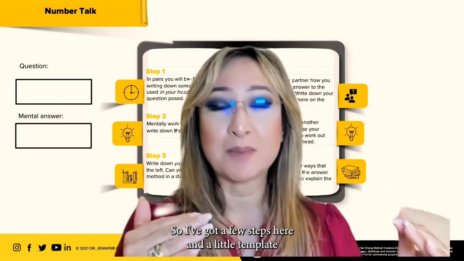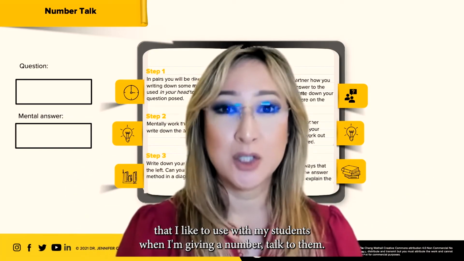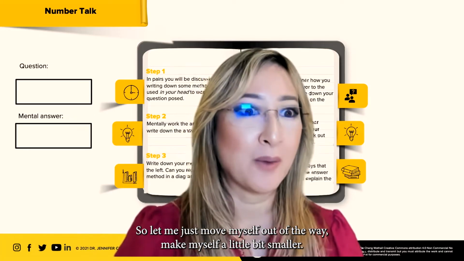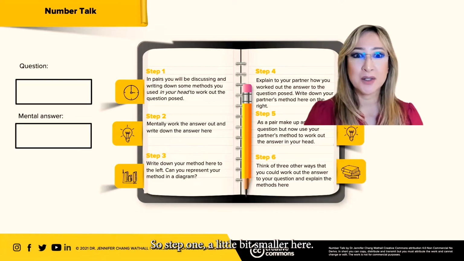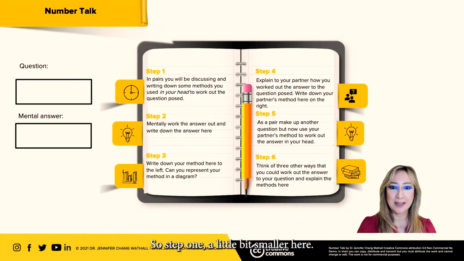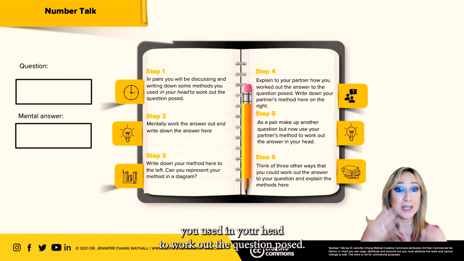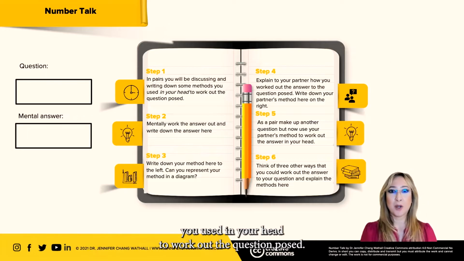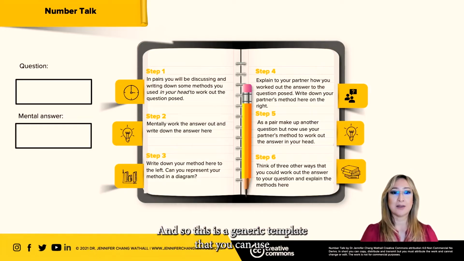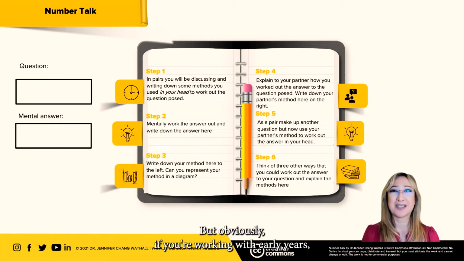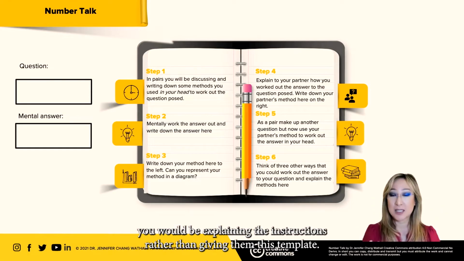So I've got a few steps here and a little template that I like to use with my students when I'm giving a number talk to them. So let me just move myself out of the way, make myself a little bit smaller. Step one, in pairs, you'll be discussing and writing down some methods you used in your head to work out the question posed. This is a generic template that you can use with your students of any level, whether it is pre-K up to 12, but obviously if you're working with early years, you would be explaining the instructions rather than giving them this template.